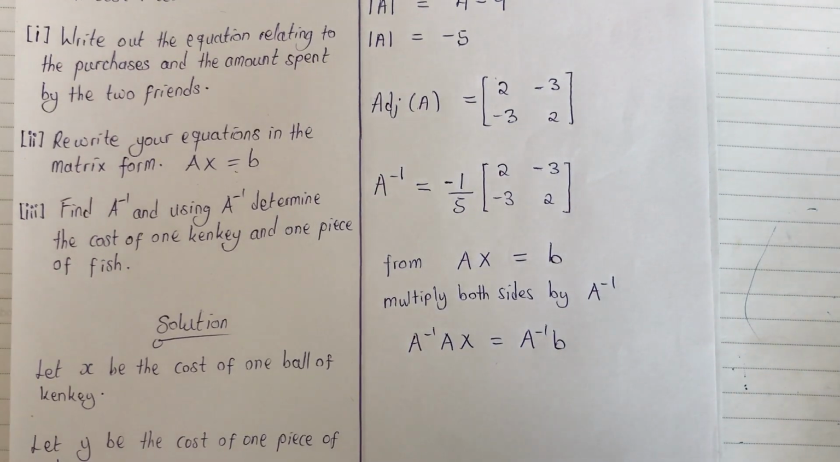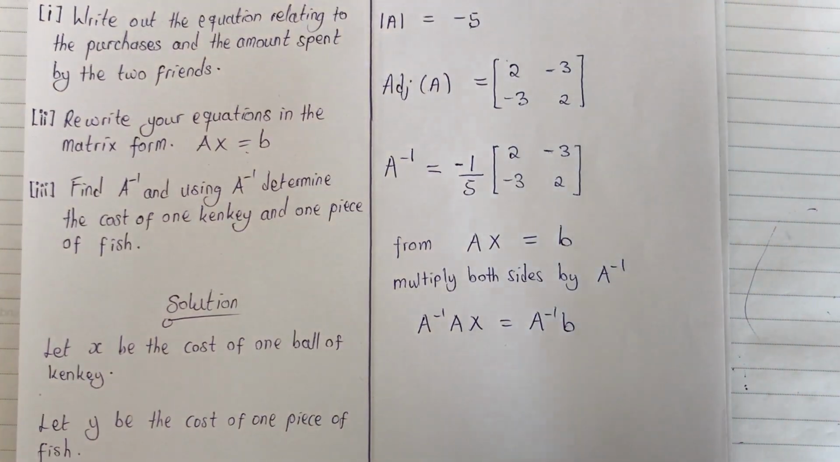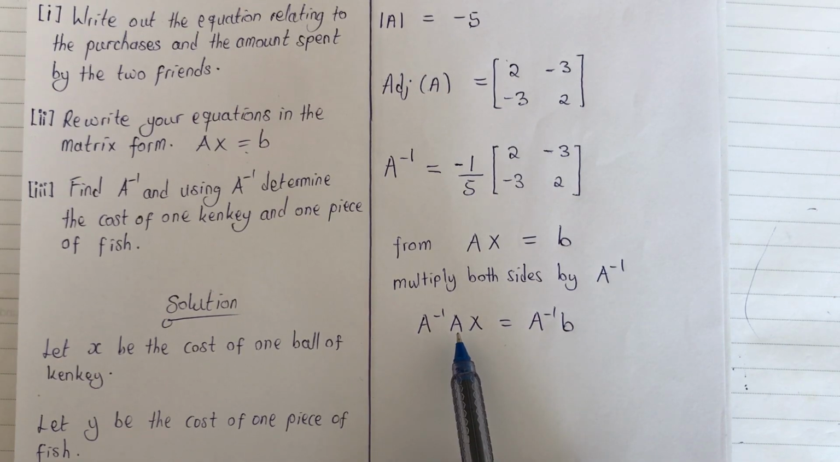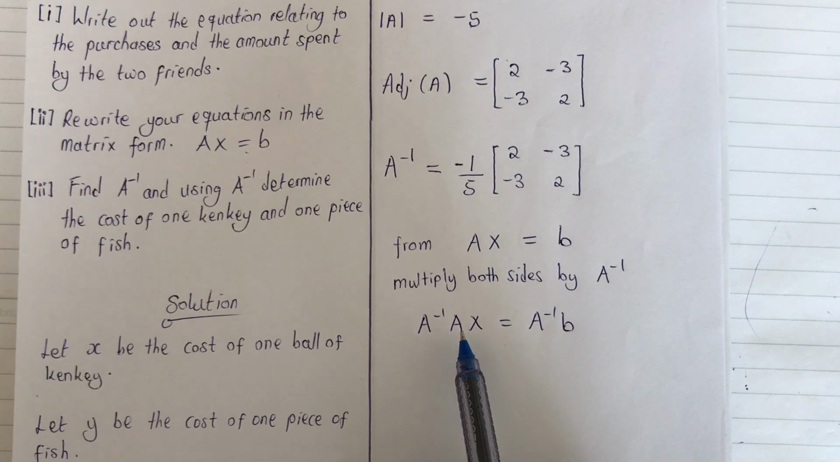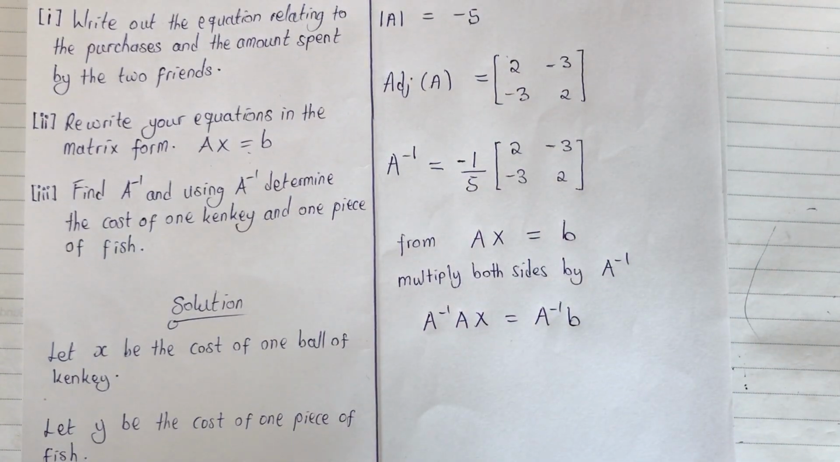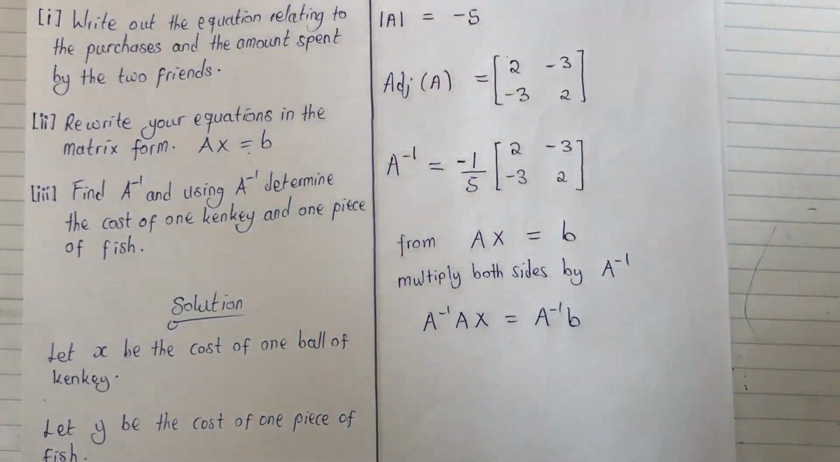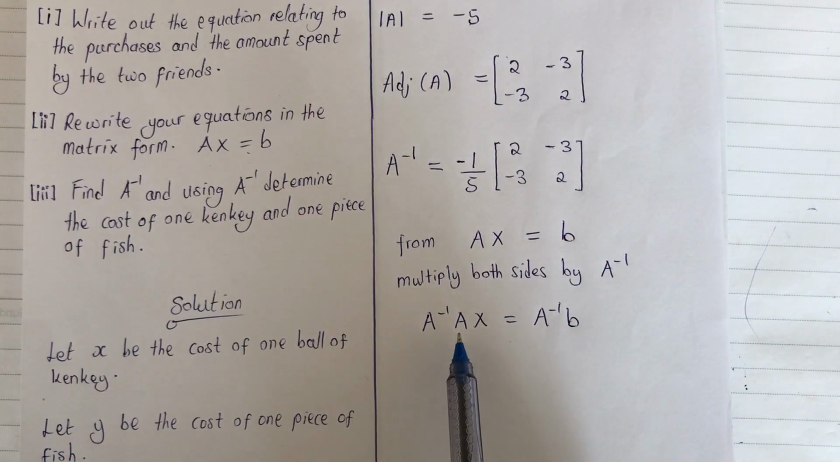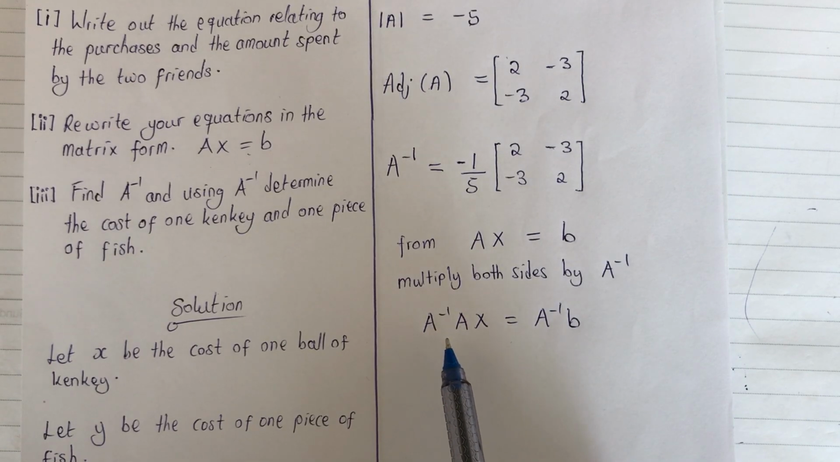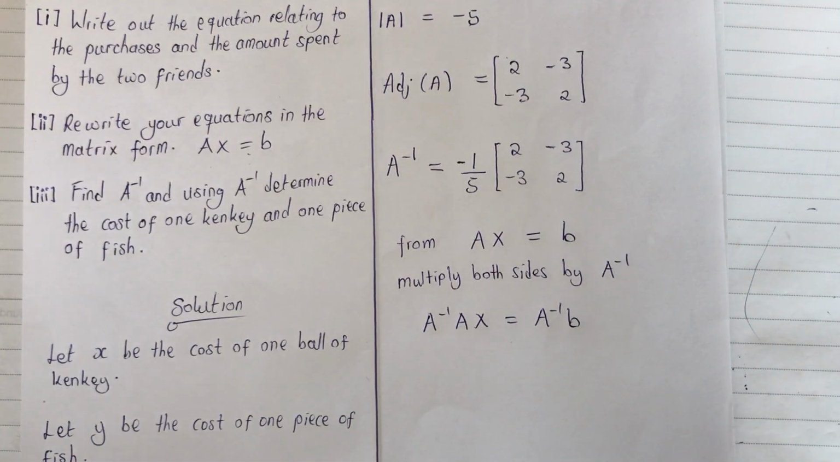Now you see, your next step is to note that anytime an inverse function multiplies the same matrix, it generates what we call the identity or the unit matrix. I repeat, anytime a matrix multiplies its inverse, which is A times A inverse, the result is the identity matrix, or what we call the unit matrix. Now, let's see what we have.